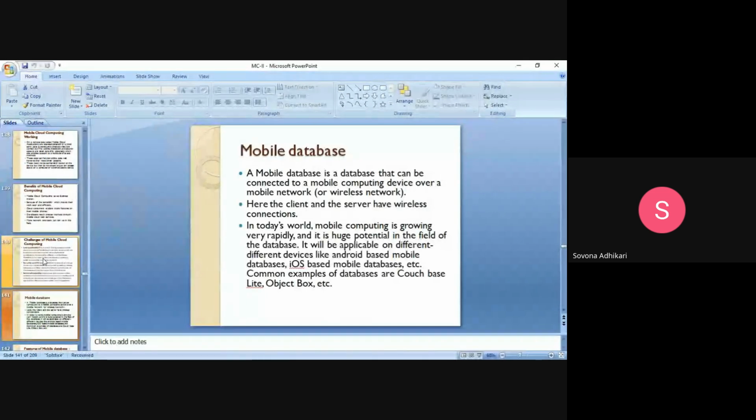So using different devices, the devices may be Android based or iOS based operating systems, and the databases are associated with these mobile operating systems. We have already discussed Android and iOS in operating systems. Some names of mobile databases are Couchbase Lite and ObjectBox. These are some good examples of mobile databases.